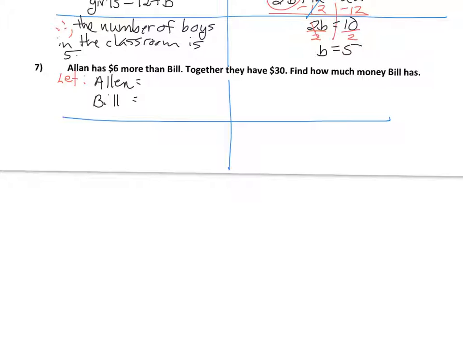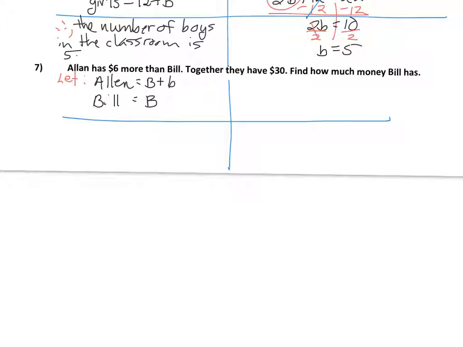Which one do we know nothing about? You were told that Alan has $6 more than Bill. They're telling you something about Alan. He has $6 more than Bill. We know absolutely nothing about Bill. Since we know nothing about Bill, we're going to let Bill be the single variable. You can let him be X, you can let him be T, whatever. I'm going to let him be B for Bill. So if we know that Bill is B, how do we define Alan? Well, you were told Alan has $6 more than Bill. This is how much money Bill has. $6 more than that would be Bill plus 6.